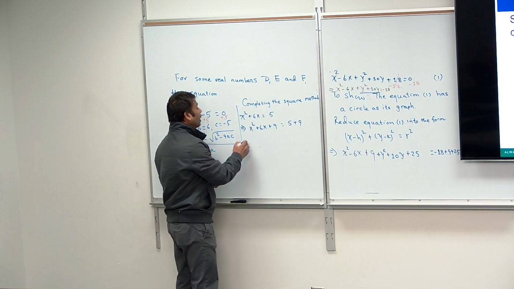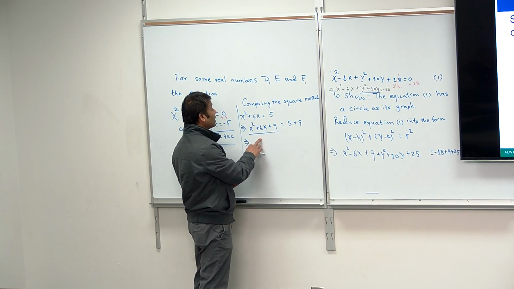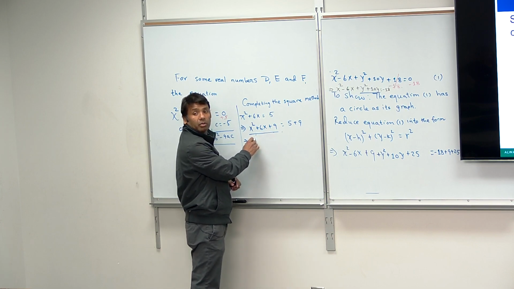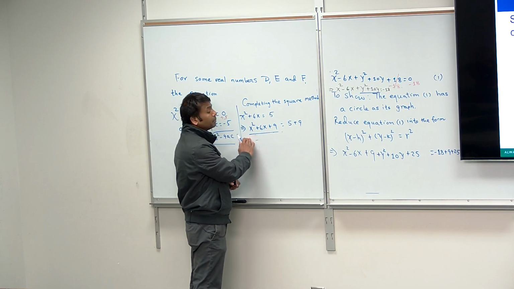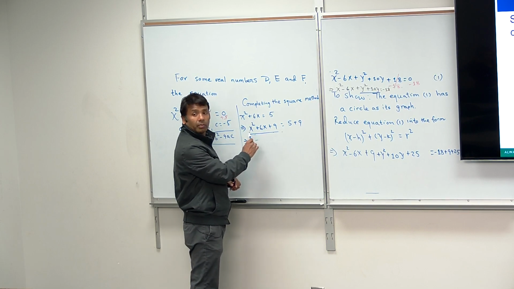And now, this x squared plus 6x plus 9. You can use the factoring method to factor this. What are the factors of x squared plus 6x plus 9?